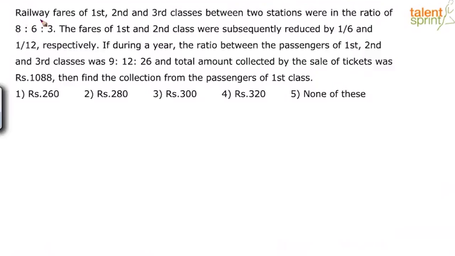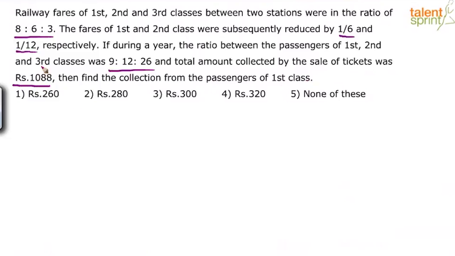So it says railway fares of first, second, and third classes between two stations were in the ratio of 8:6:3. The fares of first and second class were subsequently reduced by 1/6 and 1/12 respectively. If during a year the ratio between the passengers of first, second, and third classes was 9:12:26, and the total amount collected by the sale of tickets was rupees 1088, then find the collection from the passengers of first class.